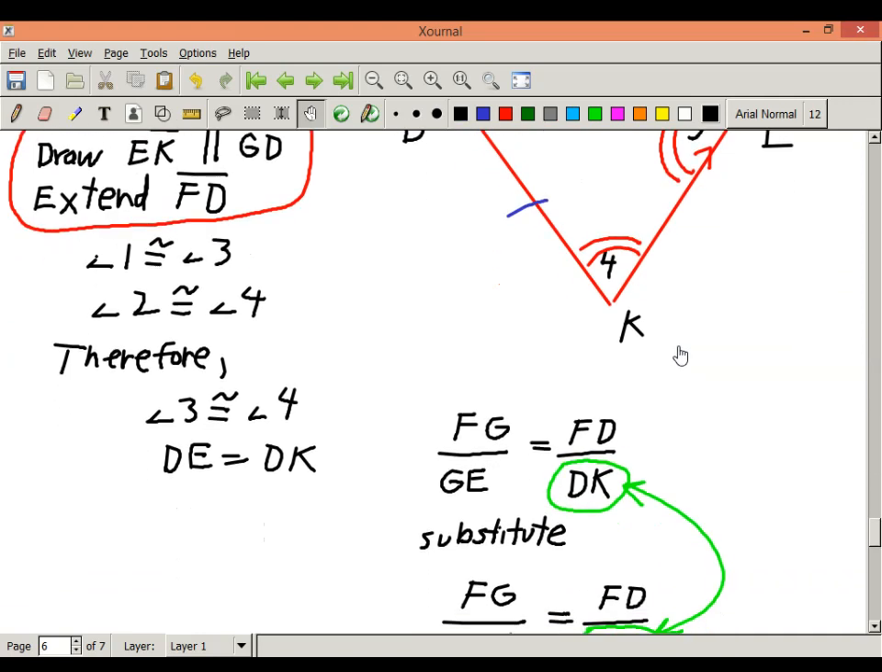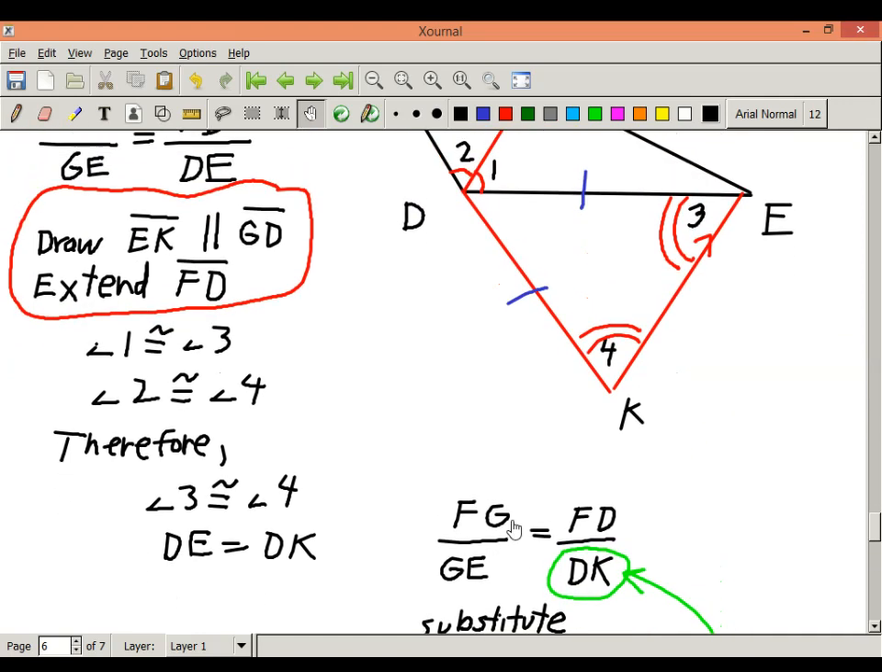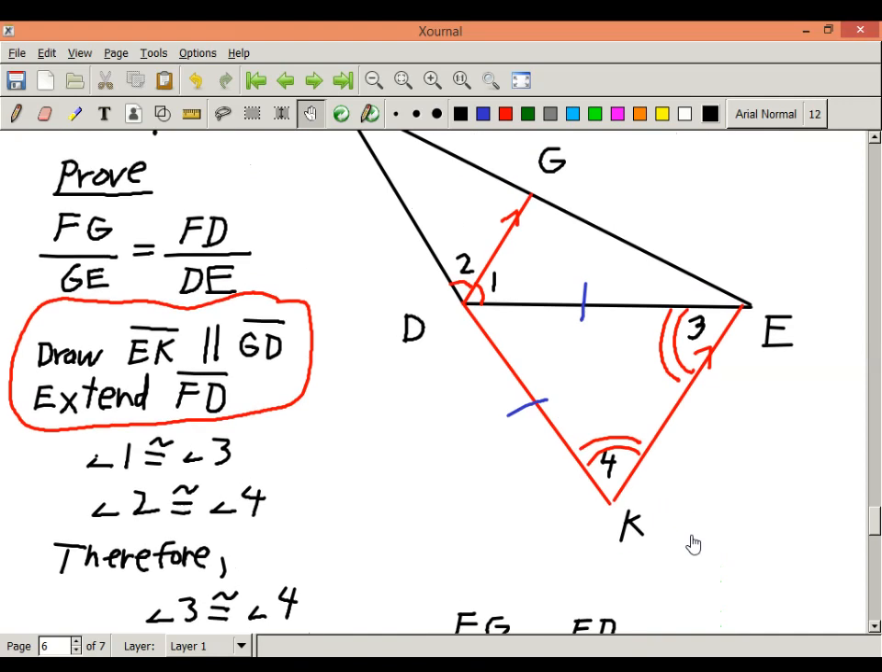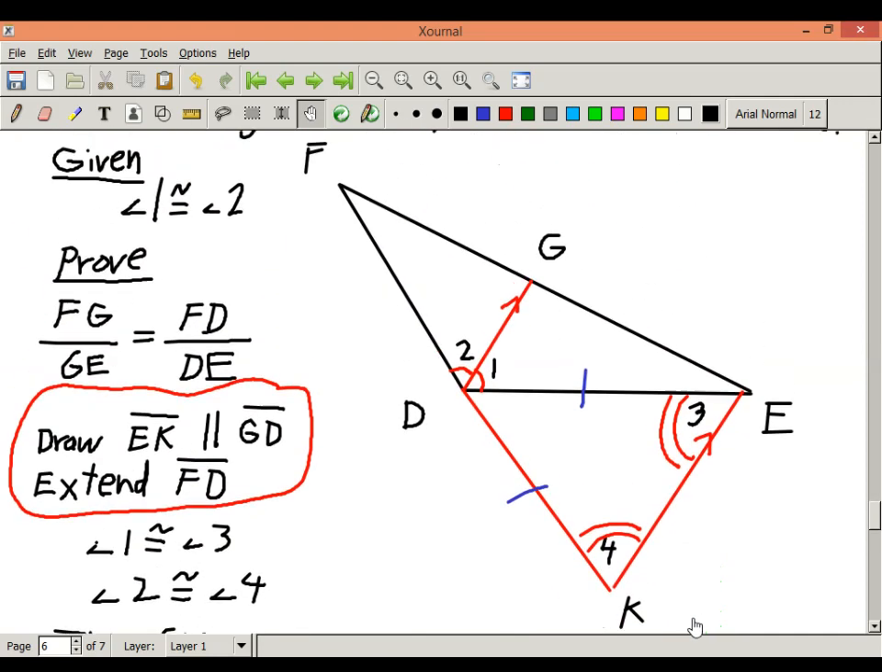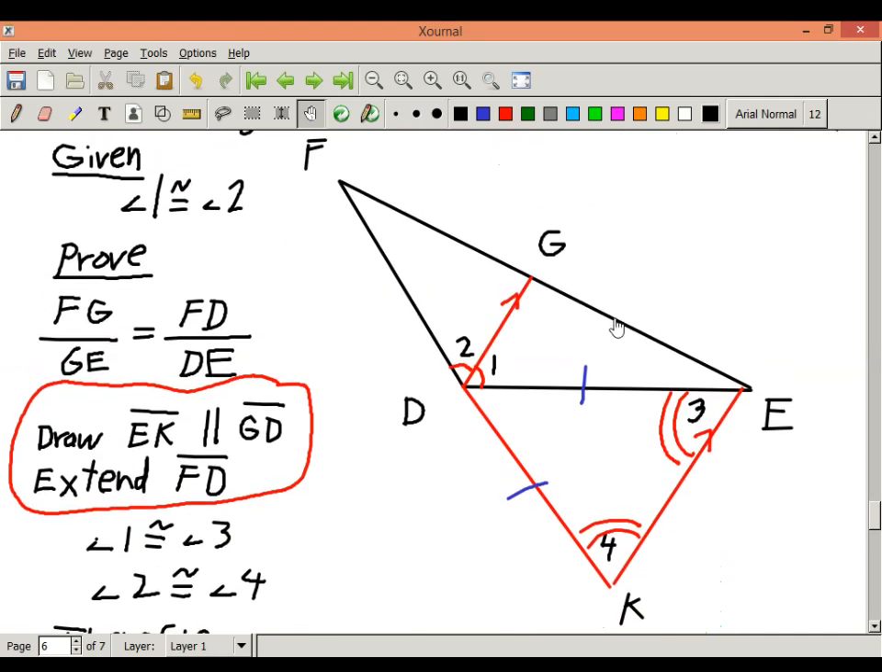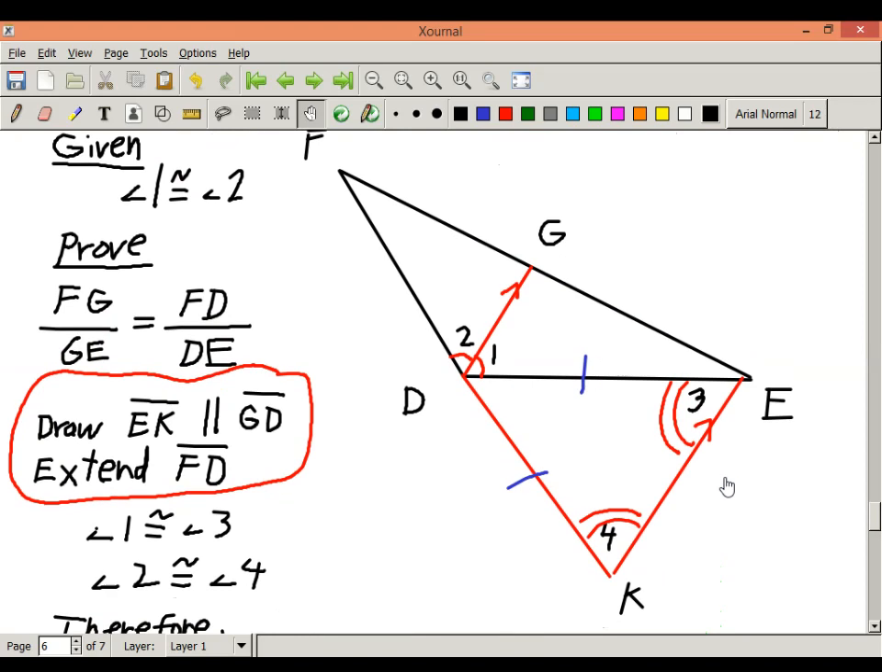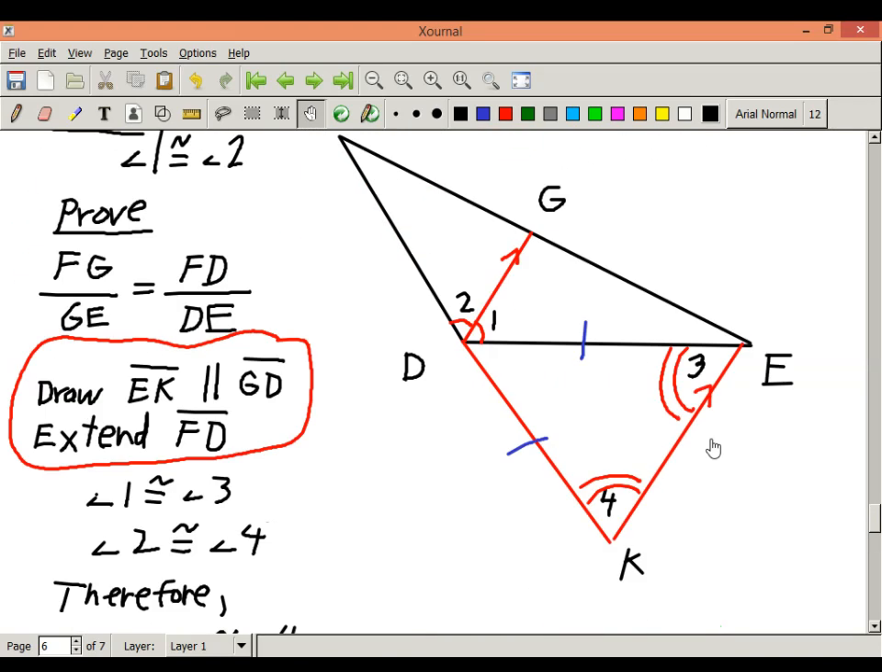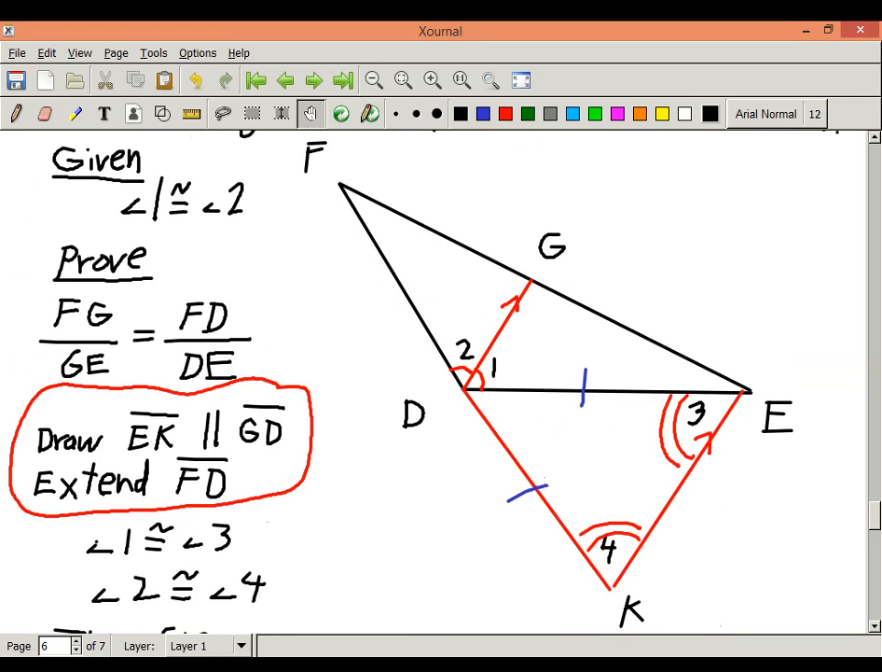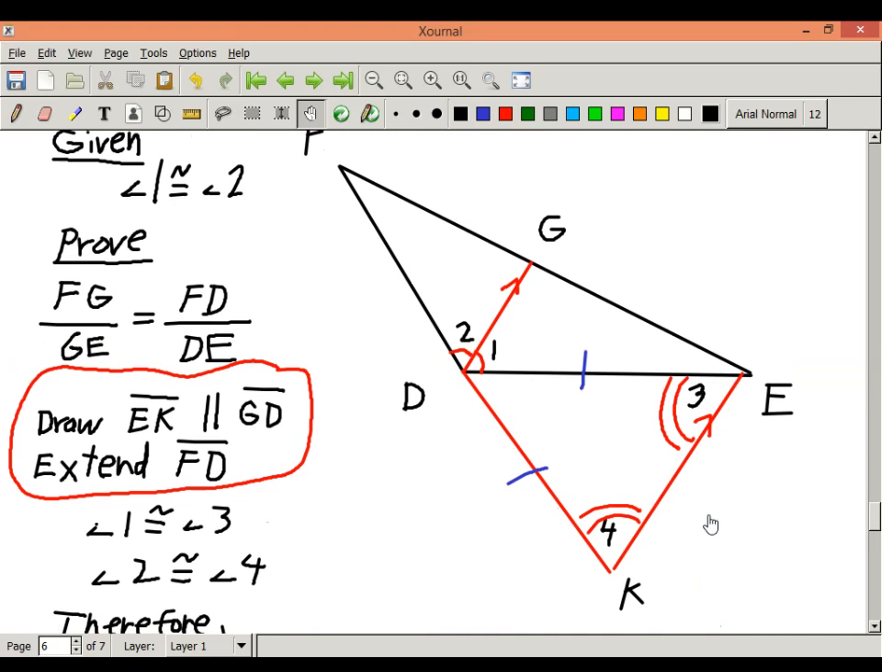Okay, now let's look at this proportion, FG over GE. That's these two segments right here. That ratio is the same as FD over DK. That's the triangle proportionality theorem, the first one we had today. A line parallel to one side of a triangle divides the other two sides proportionally. So that's the triangle proportionality theorem.